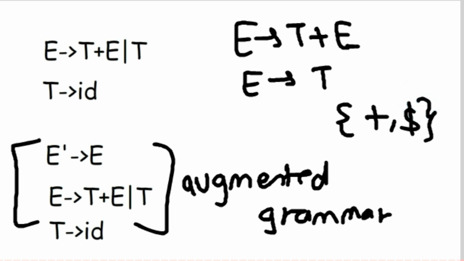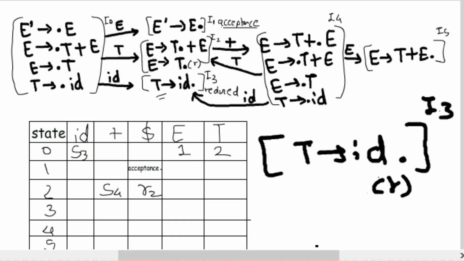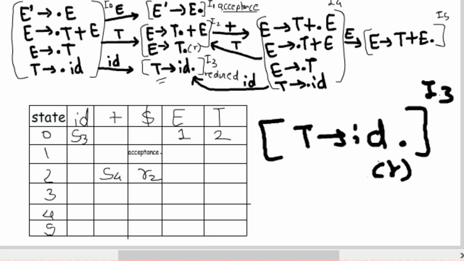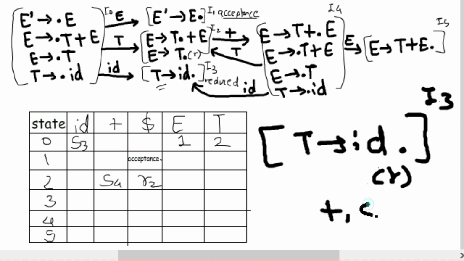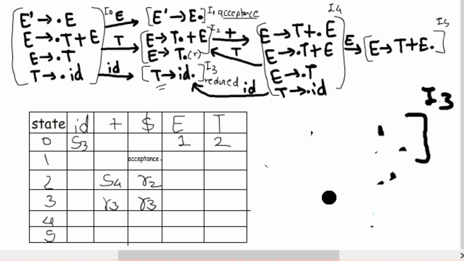So now, follow of T is plus and dollar, which means you have to write R in plus and dollar. So this is state number 3. In state number 3, you will write R in plus and dollar. But this is rule number 3, so you have to write R3 here and R3 here. Now, the item number 3 or state number 3 is finished.